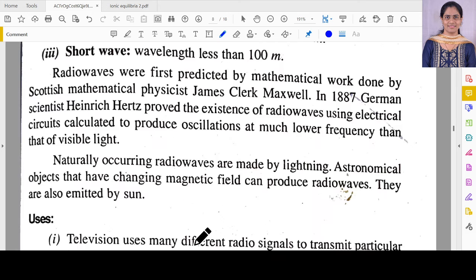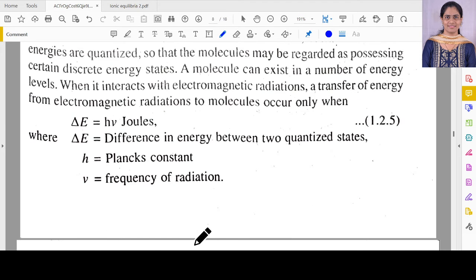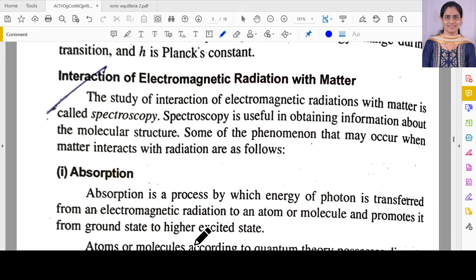Then followed by this, we have seen the different interactions of electromagnetic radiation. We have seen 4 or 5 phenomena. Absorption of radiation: how absorption is expressed, like when some substance absorbs energy of h nu amount, a photon, then it absorbs energy. When it absorbs energy, it excites from the ground state to the excited state. So this phenomenon happens when light is absorbed by the substance.